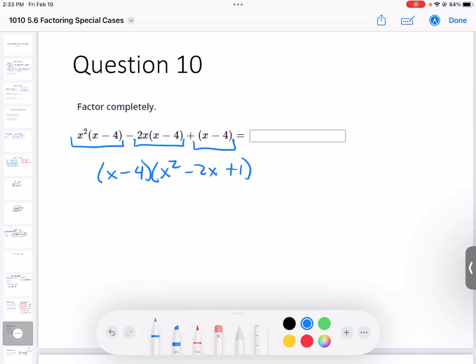And given the fact that it's in this lesson, this is probably going to end up being a perfect square trinomial. And so you'll end up with two factors that look the same. And that's how you do that one. So if this one isn't fully finished, you need to still factor this trinomial out. But the hardest part is just recognizing that you can pull the x minus 4 out.